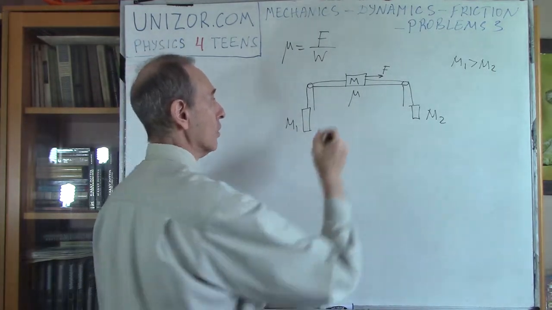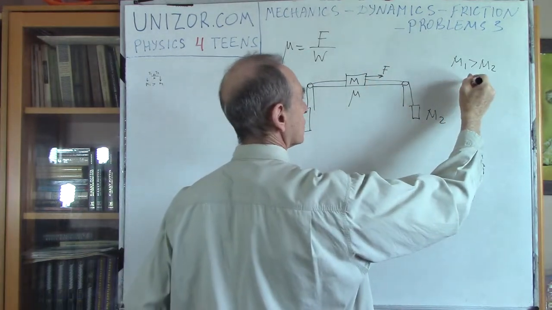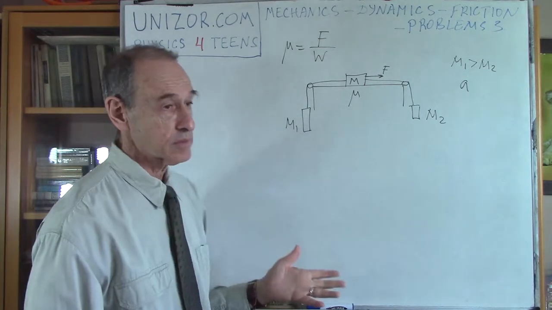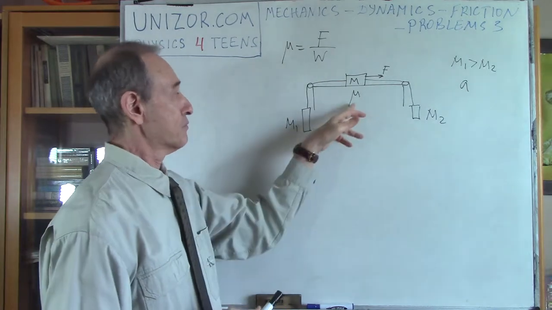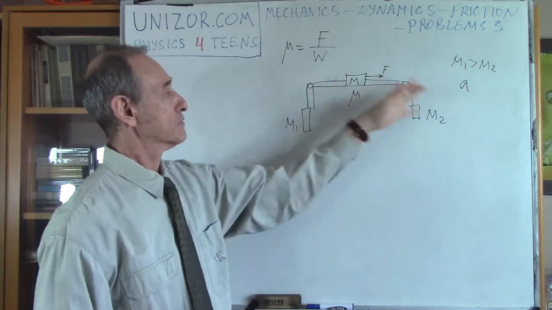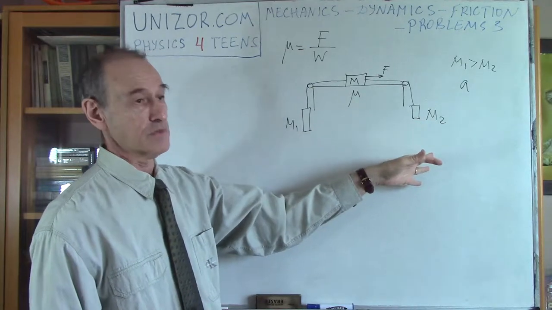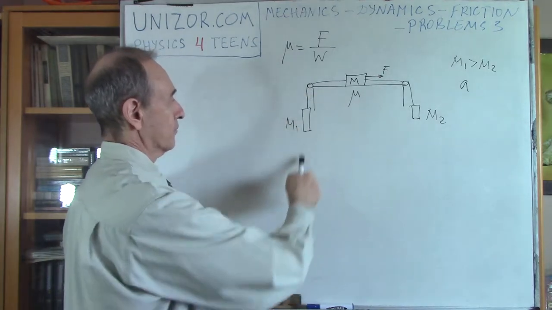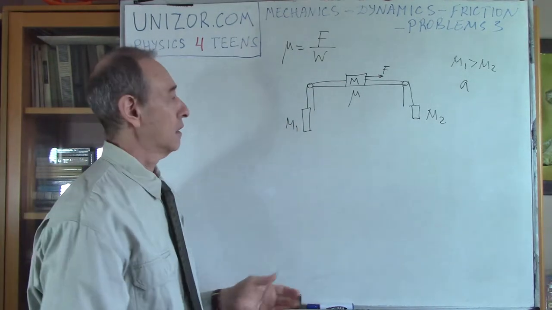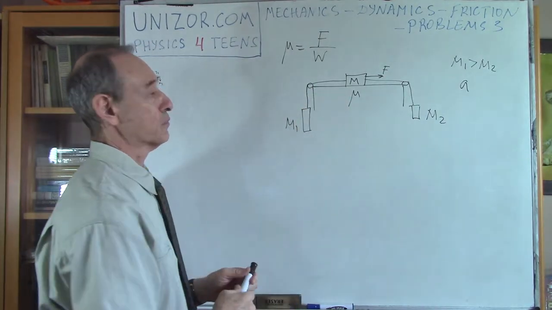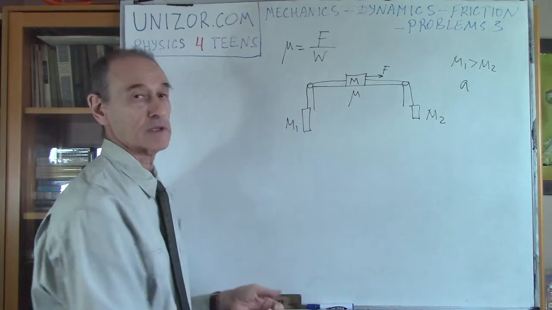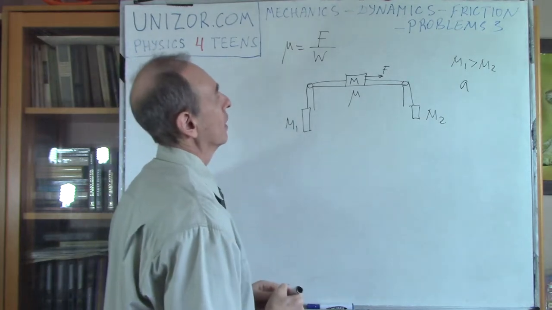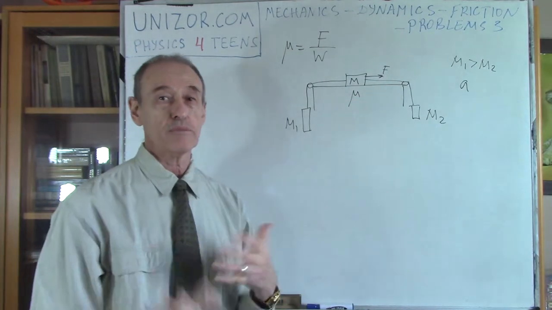If I know that this particular object is moving to the left with acceleration A. Now, without the friction, so if mu is equal to zero, this force goes with the force of the weight, and this force also goes with the force of the weight, and it will just fall down without any restrictions. So this will move with exactly the same acceleration as this is falling down, which is the acceleration of gravity, g. Now, if there is a friction, then obviously things change.